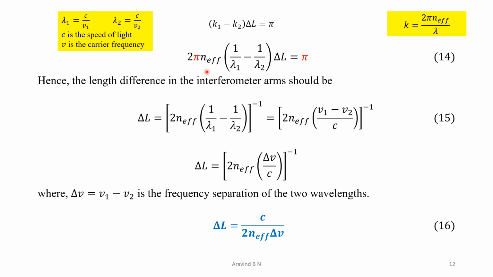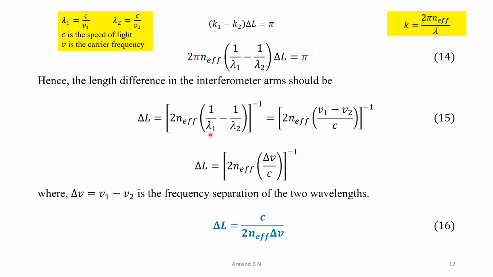So remaining is, now we need to have the value for delta L. Keep delta L on the left hand side and shift all the remaining values to the right hand side. So we are going to have this representation. Delta L is equal to 2n effective into 1 by lambda 1 minus 1 by lambda 2, whole to the power of minus 1. Instead of writing it as 1 divided by so and so, it is simply written as to the power of minus 1. Both of them remain the same.